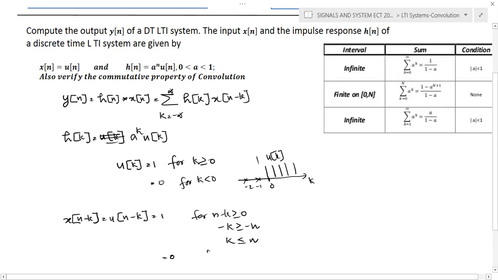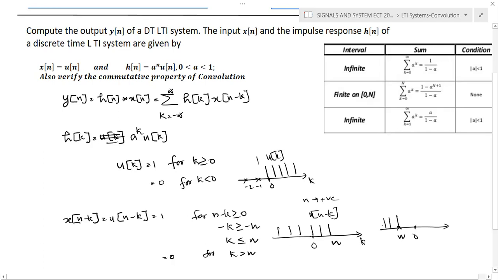And 0 for, we already discussed all these things, k greater than n. And if you draw the waveform, it will be like this, k. If you take n as a positive quantity, you can mark n here. At that time, the function has non-zero magnitude for k less than or equal to n. So this is u of n minus k if n is positive. If n is negative, it will be drawn like this, with some point here. So we get two conditions here.